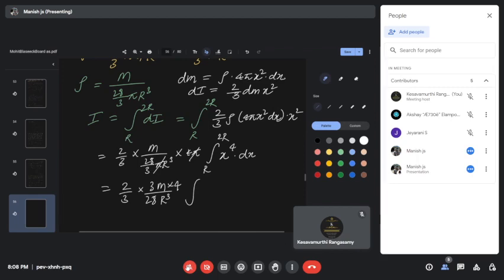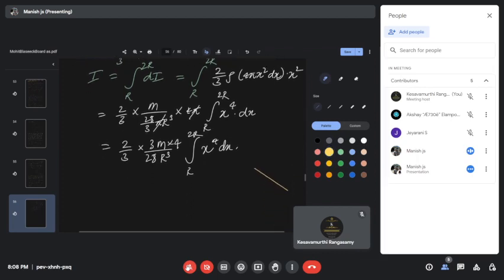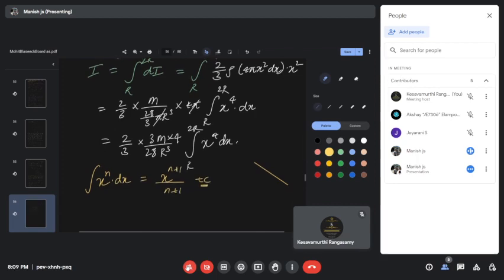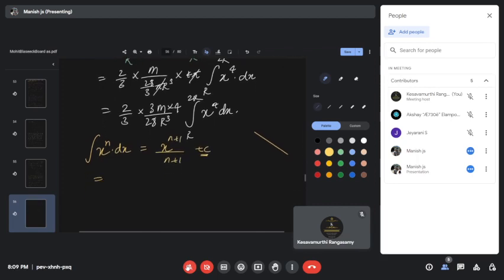So integration r to 2r, so now you have x power 4 into dx. Before you integrate, the basics of integration, there is a formula for integration, which is integration of x power n into dx is x to the power of n plus 1 upon n plus 1 plus c, where c is your arbitrary constant. So I go and substitute that, and then I go for simplification. That is what we are going to do. Substitute, then you simplify the corresponding values, whatever are left.